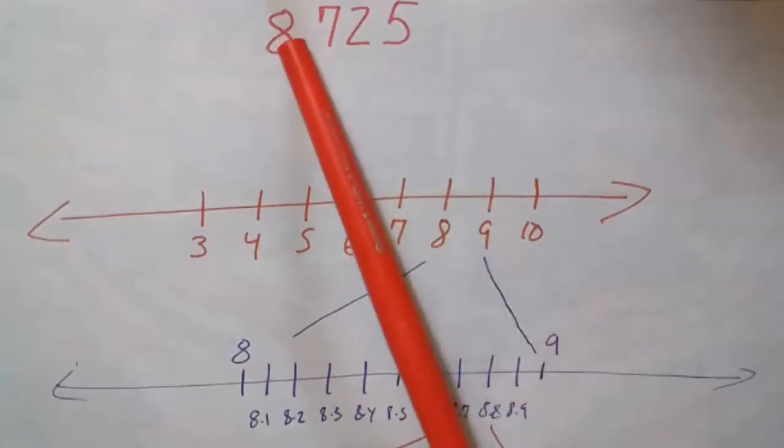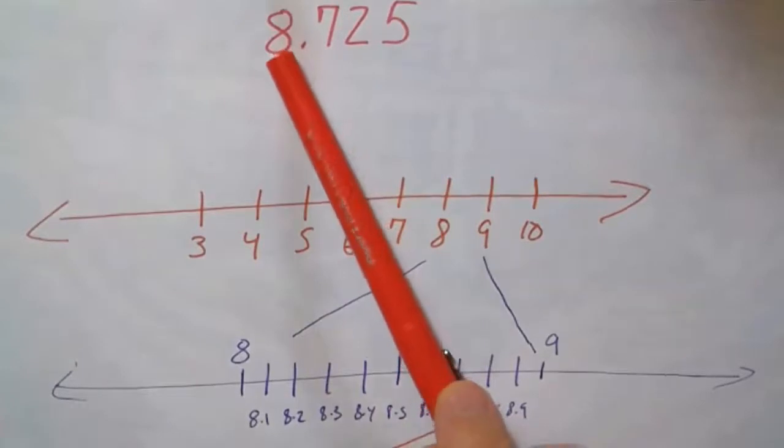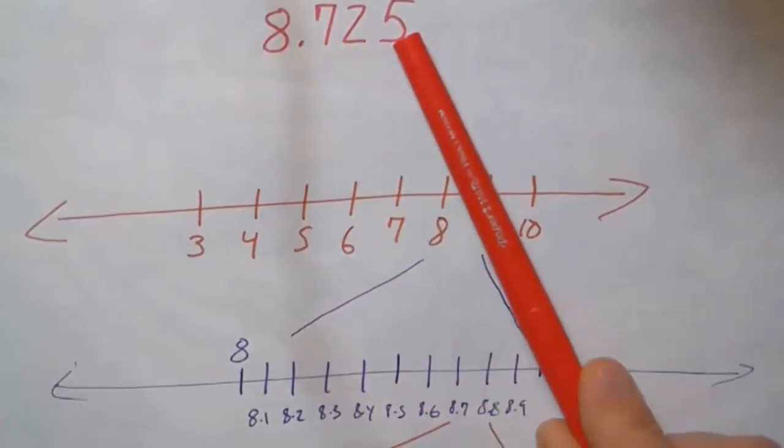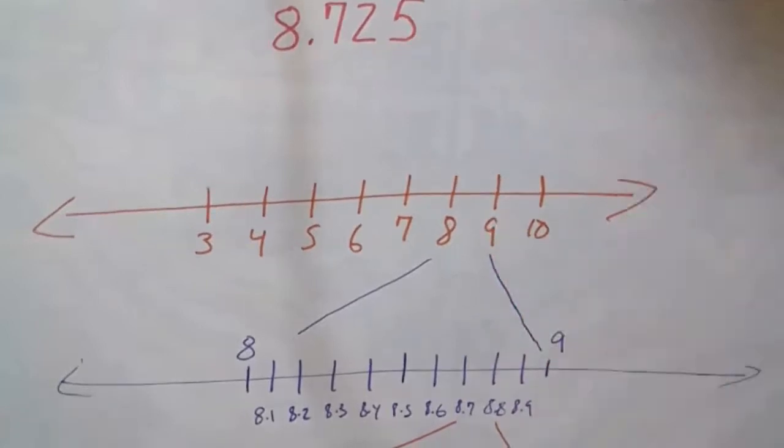And then you can start thinking about your expanded form. So 8 times 1 plus 7 times 1/10 plus 2 times 1/100 plus 5 times 1/1,000. And that is your expanded form.